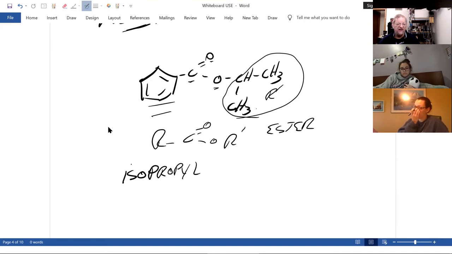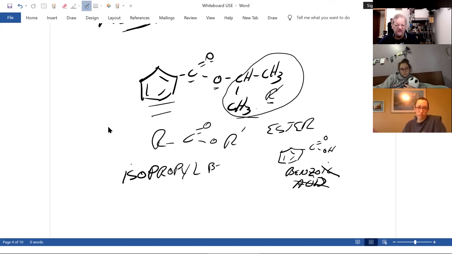Can't do the longest chain. So if this R prime were an H, what would that be? And this you don't have to write down, but I'm doing it for you. That would be benzoic acid. I can spell it. Drop the IC in the word acid and add ATE. And that would be isopropyl benzoate.